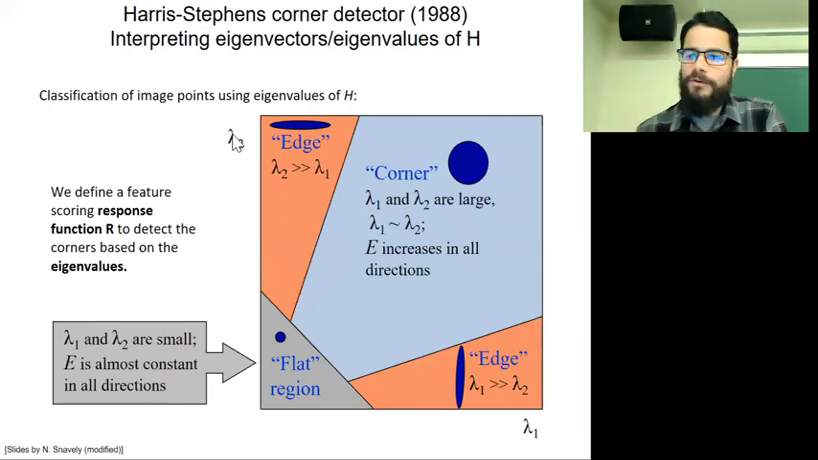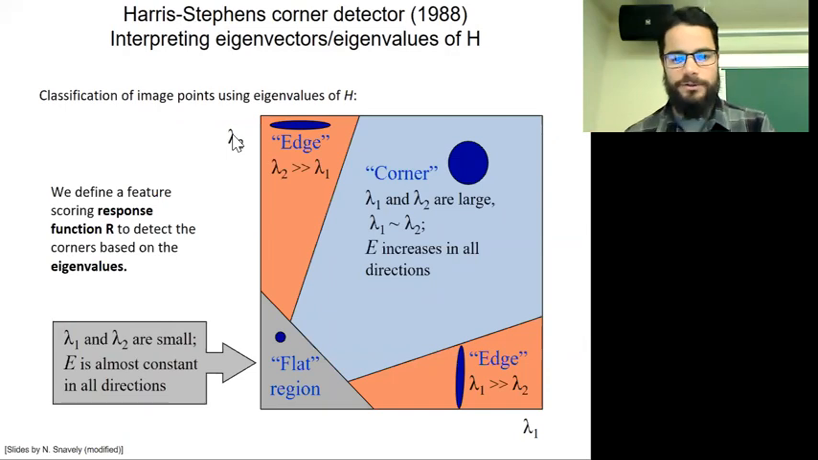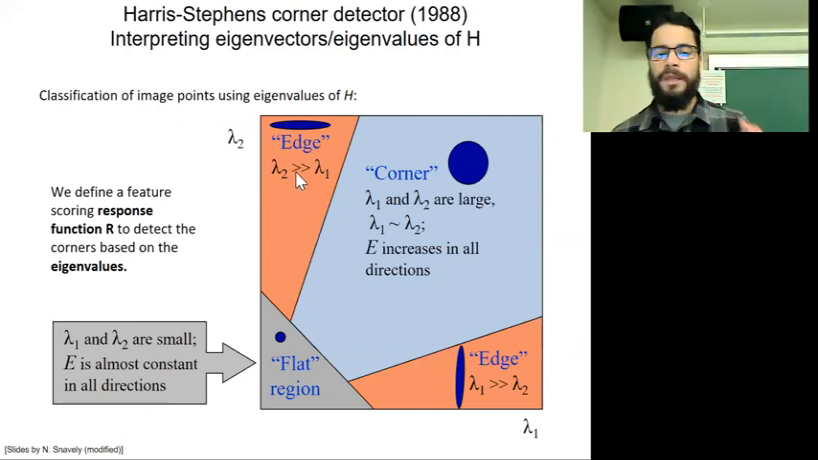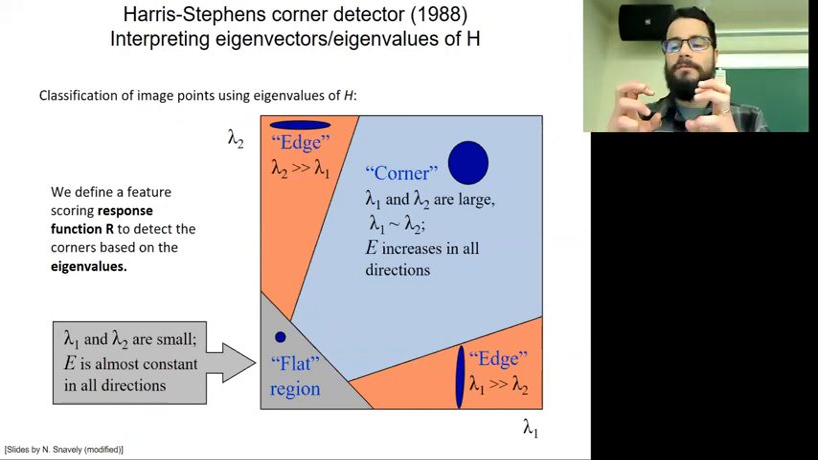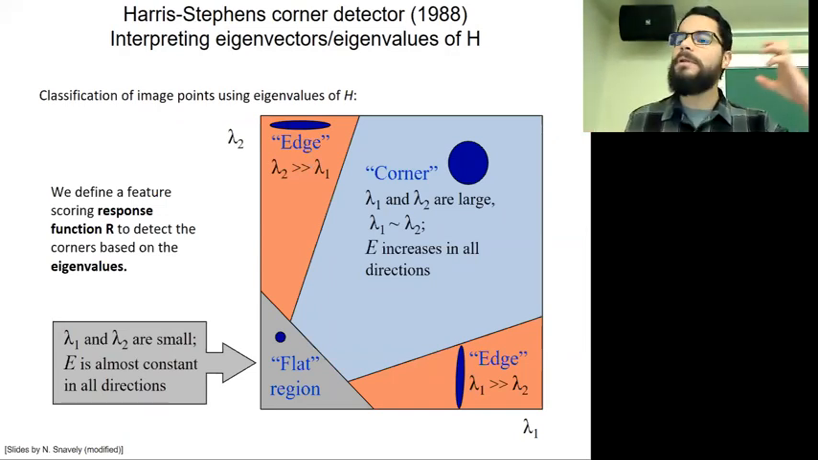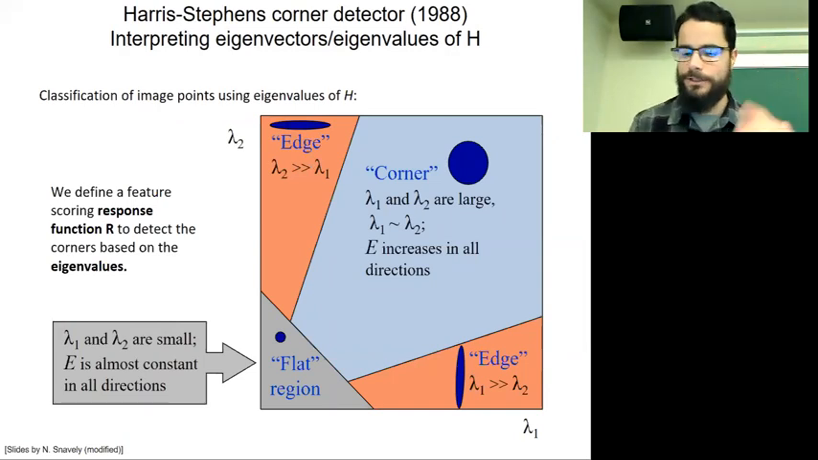If the other eigenvalue is extremely high in comparison with eigenvalue 1, so if eigenvalue 2 is way higher than eigenvalue 1, the other way around, we are again in an edge, but now an edge that is horizontal or an edge that is vertical, okay? So regardless if one eigenvalue is considerably higher than the other, you are in an edge.